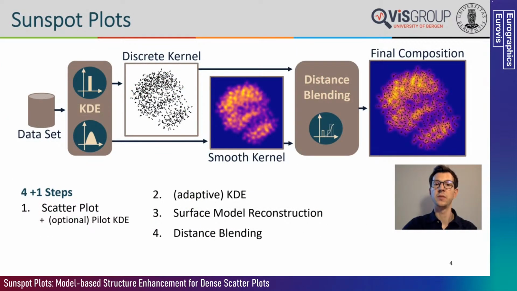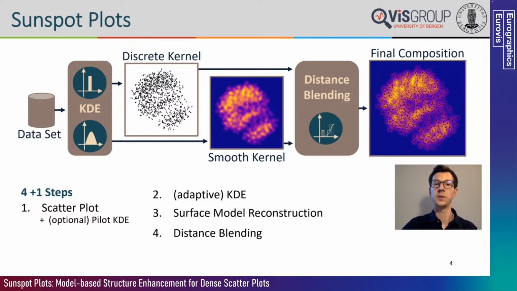Sunspot plots represent a visualization technique that communicates dense data as a continuous data distribution while preserving the discrete nature of data samples in sparsely populated areas. To create an expressive sunspot visualization, our technique requires 4+1 steps.